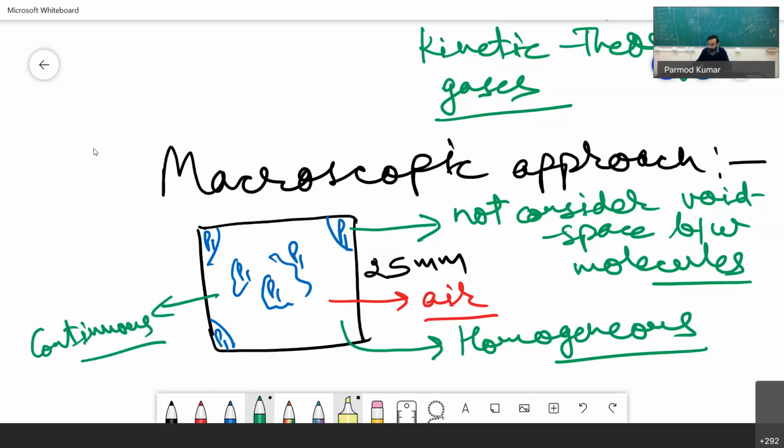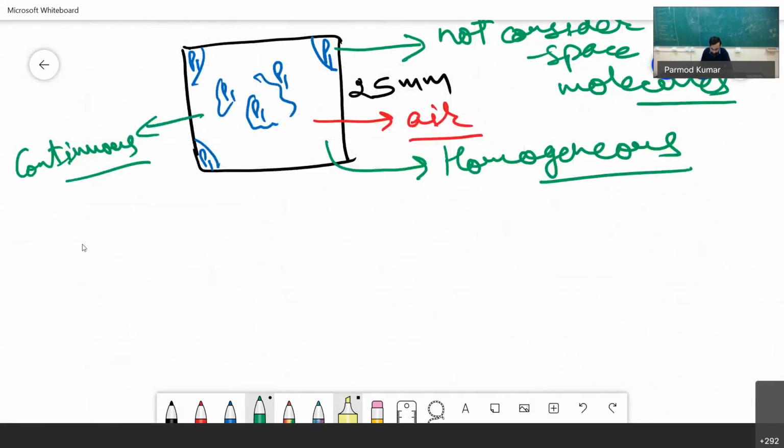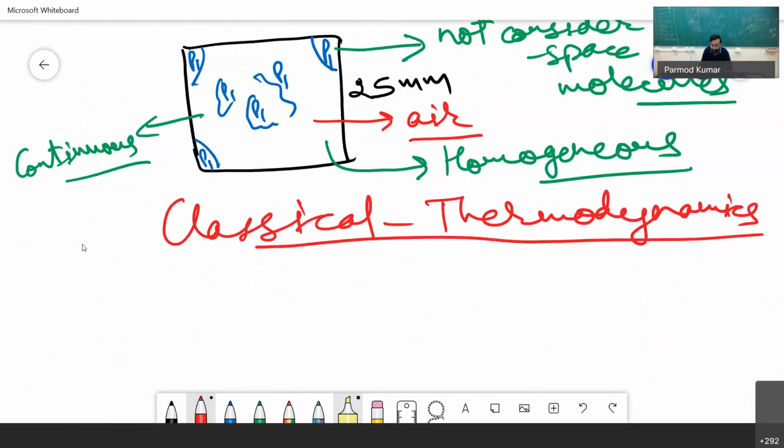Okay, so everywhere we are having nothing but continuous medium. So in the macroscopic approach, whenever we analyze the system, that particular subject of thermodynamics is known as classical thermodynamics. This particular subject, where we will be analyzing our engineering systems from the macroscopic point of view, is nothing but our classical thermodynamics.